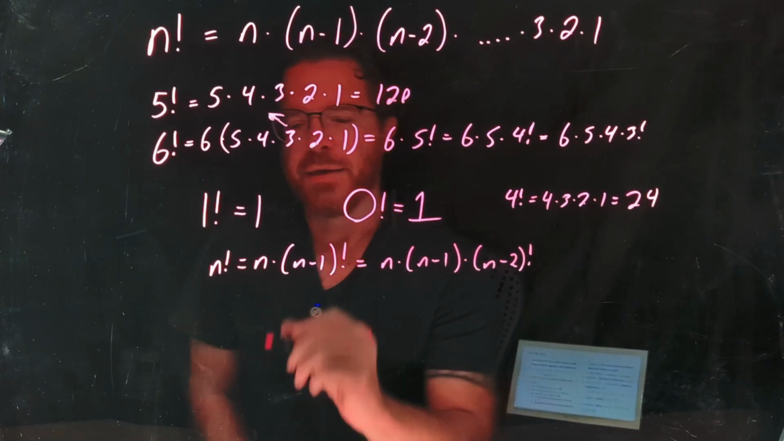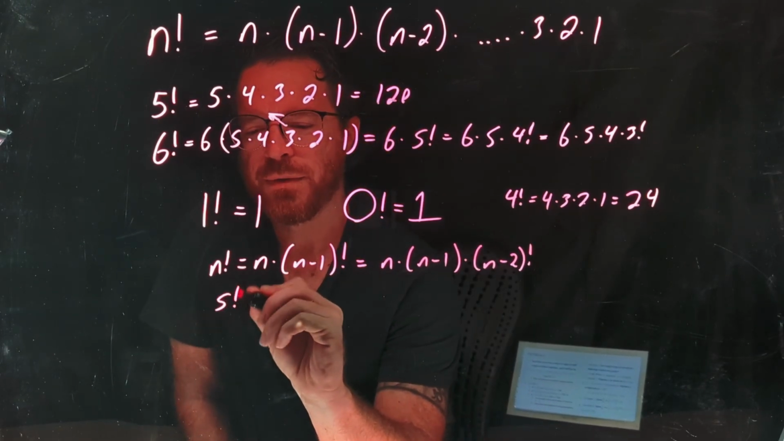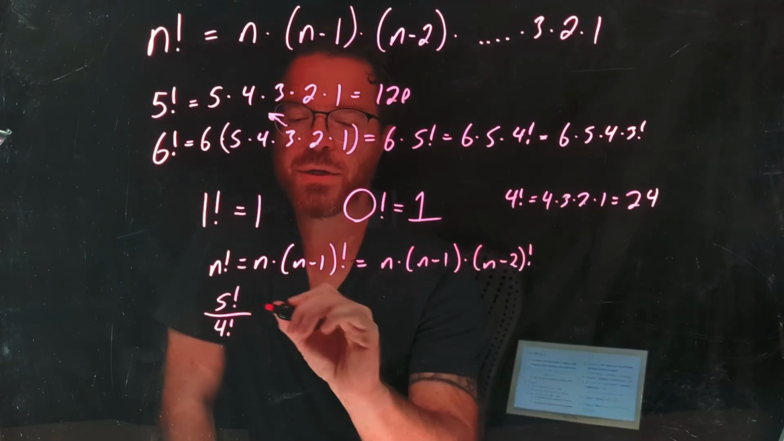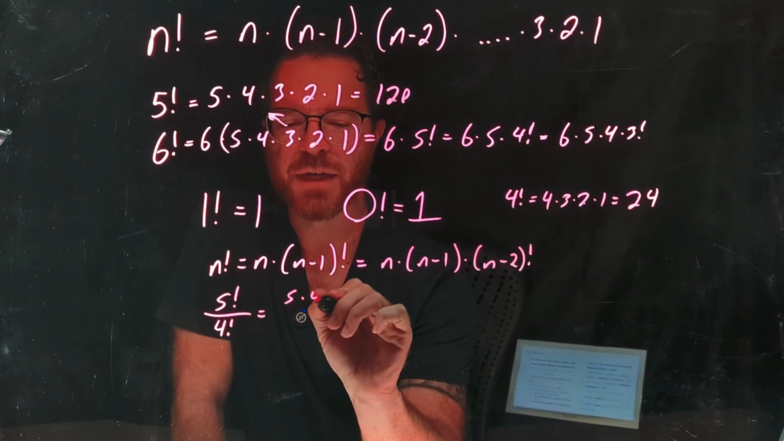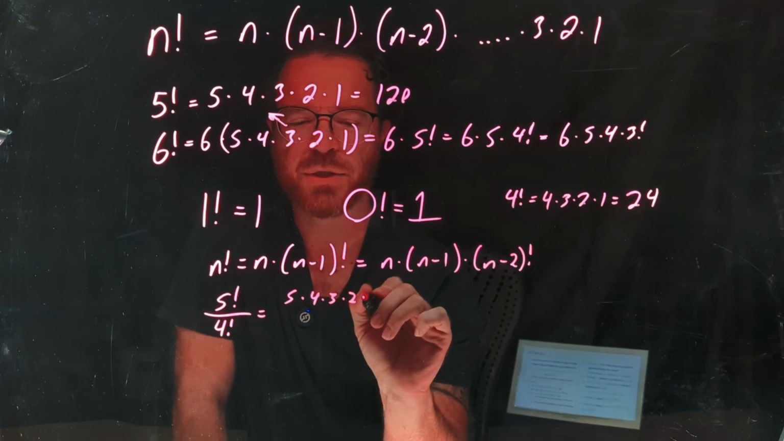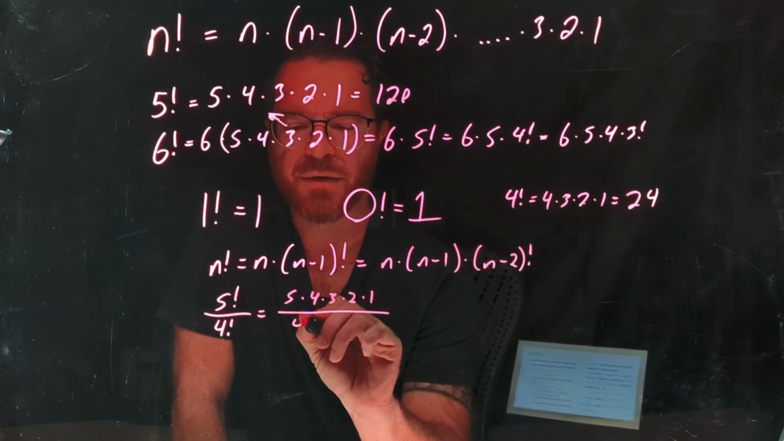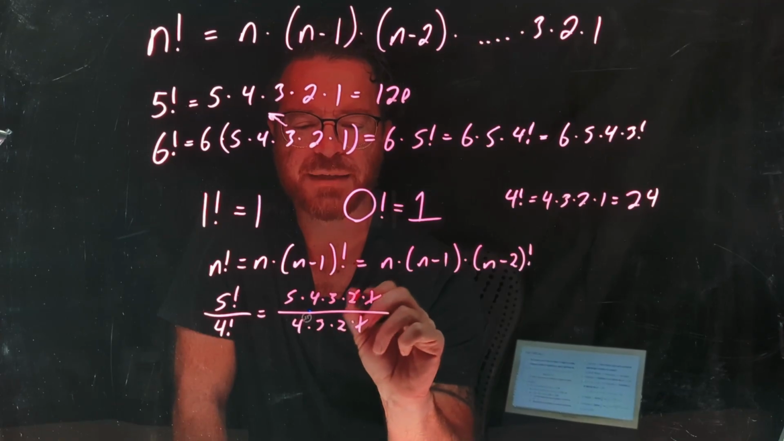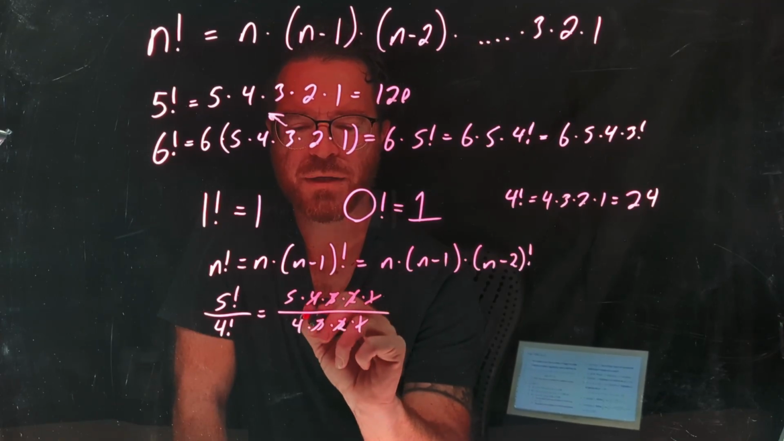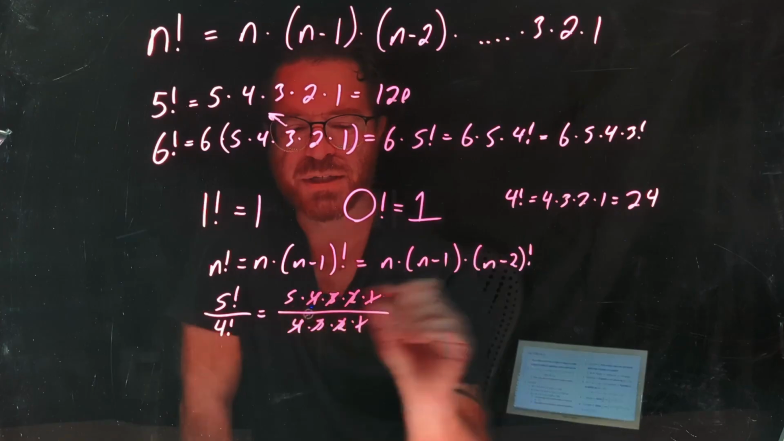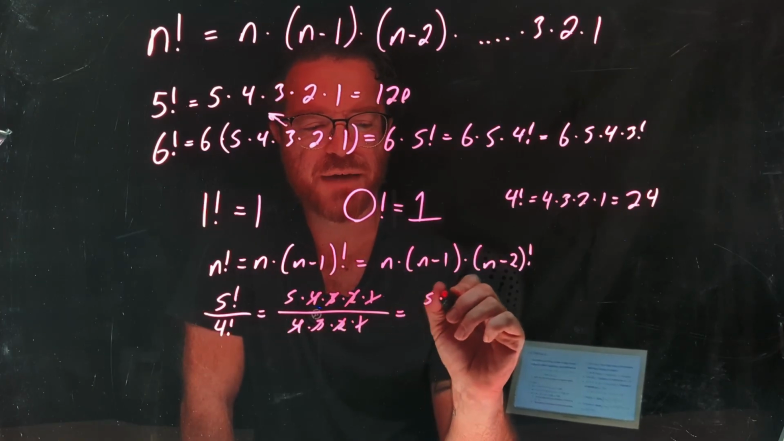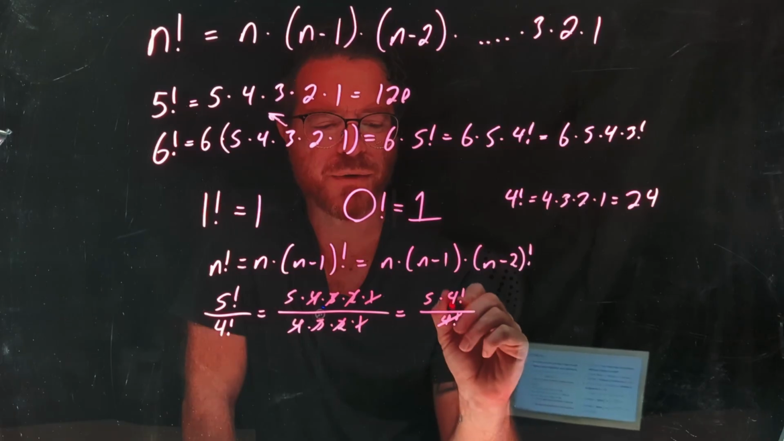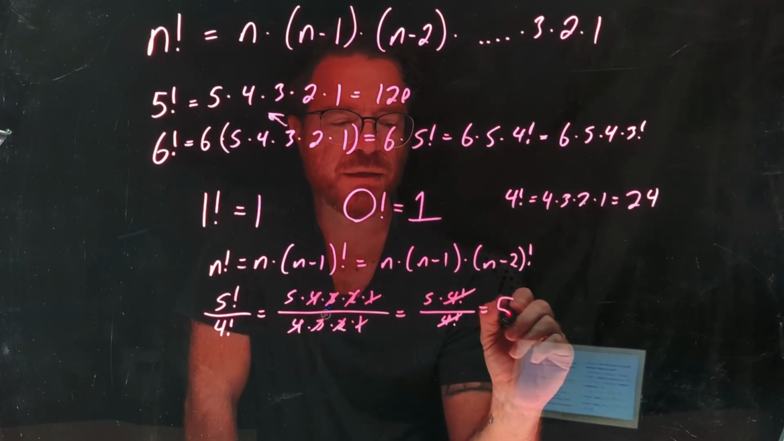Okay, what about if we had 5 factorial divided by 4 factorial? So we could write this out as 5 times 4 times 3 times 2 times 1 divided by 4 times 3 times 2 times 1, and then we could get cancellation for a bunch of terms. Or we could have just instead done 5 times 4 factorial divided by 4 factorial. And this would leave us with 5.